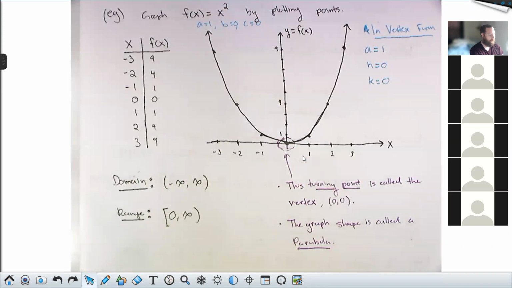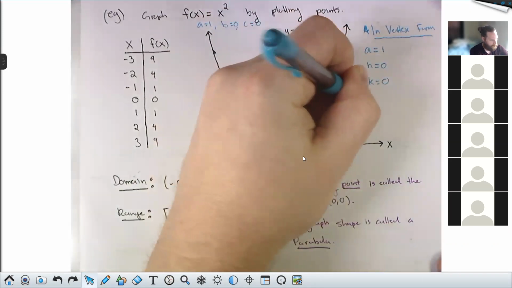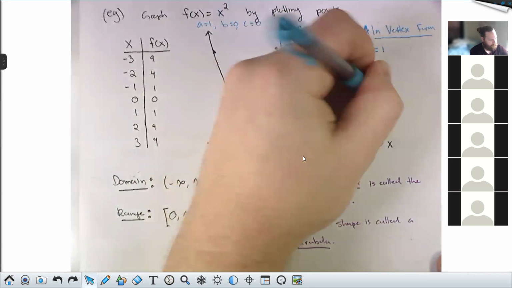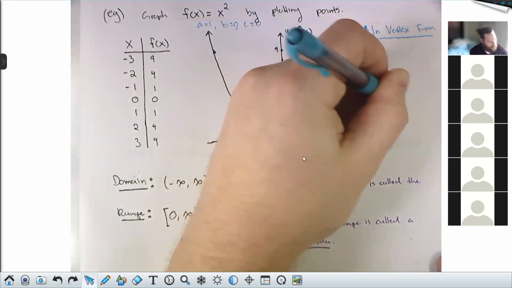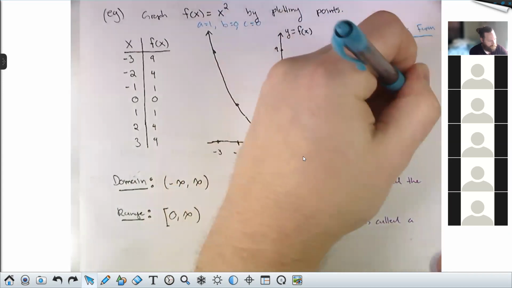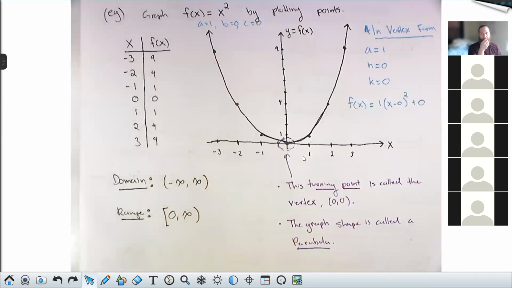So if I plug those things into this formula, f of x in vertex form should be 1 times x minus 0 squared plus 0. X minus 0 is just x. That squared is x squared. 1 times x squared is x squared, and x squared plus 0 is x squared. So this really is the same thing, right? This guy is already in vertex form. We're just not writing the zeros.